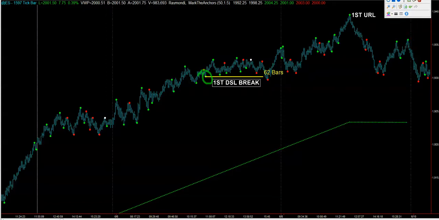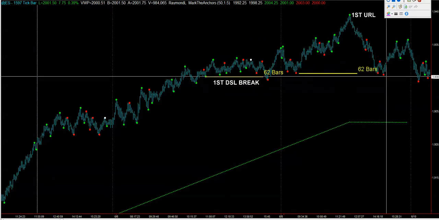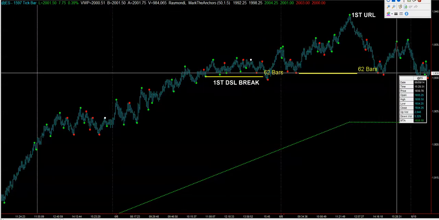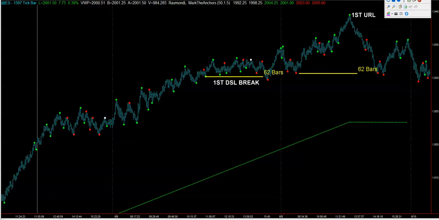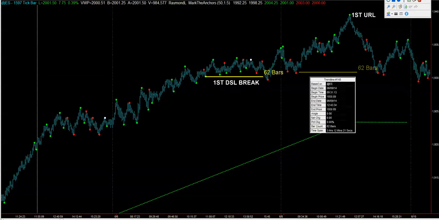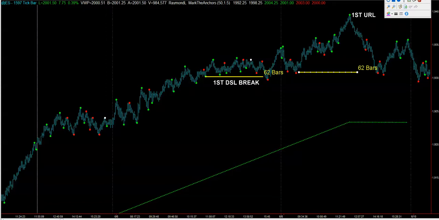Change that to orange. There's your first break. And now we look for another one. So we'll just duplicate that. And it looks like we get another one here. So it looks like that is the turning point there. Oh, but it has to be lower. So we have to find a point that is lower than that.